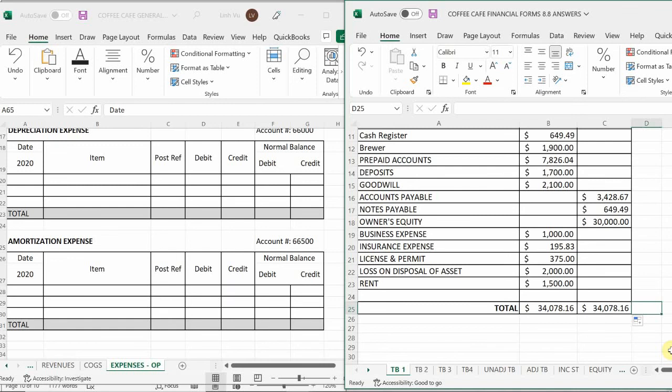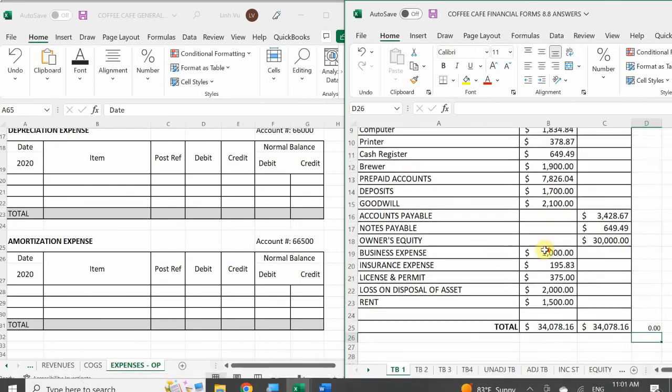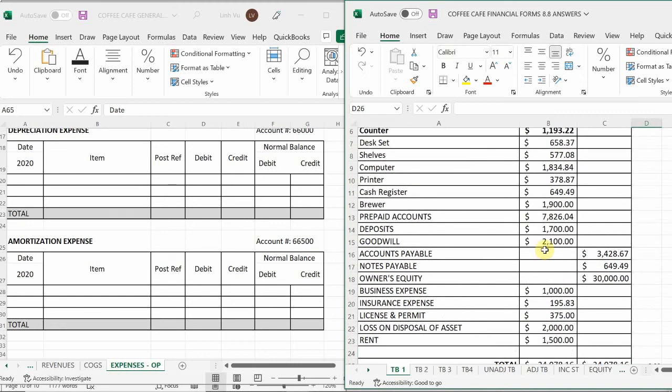Now, for me to identify much more quickly that my total debits match my total credits, I like to go on the side right here and enter in debits minus credits. And if it shows up as $0.00, that means there is no difference between the two. So that means my trial balance has told me that I did this correctly, because my total debits of $34,078.16 is equal to my credit balance of $34,078.16.